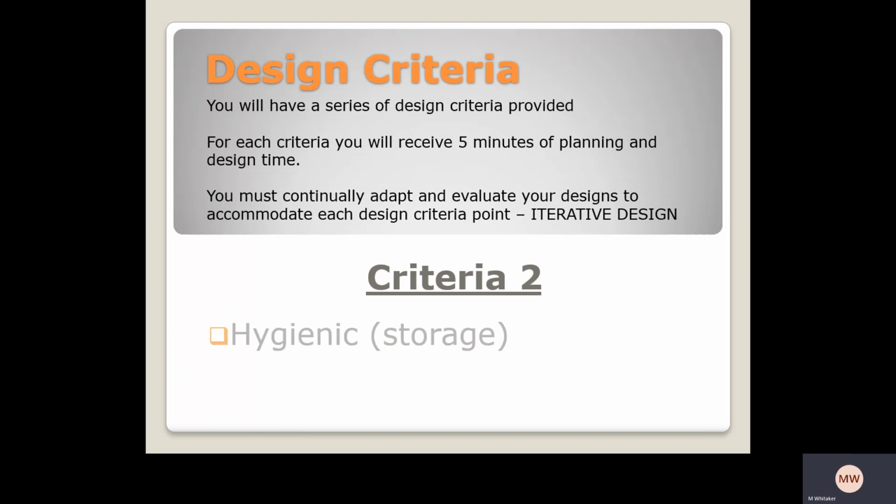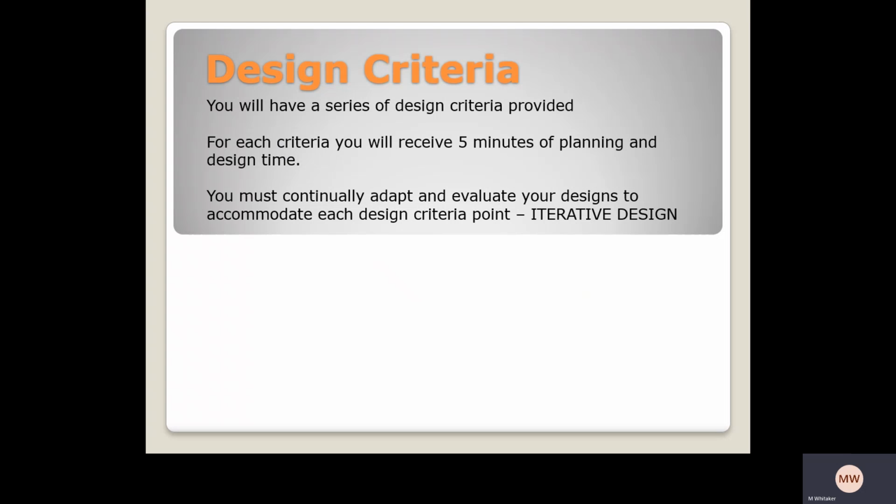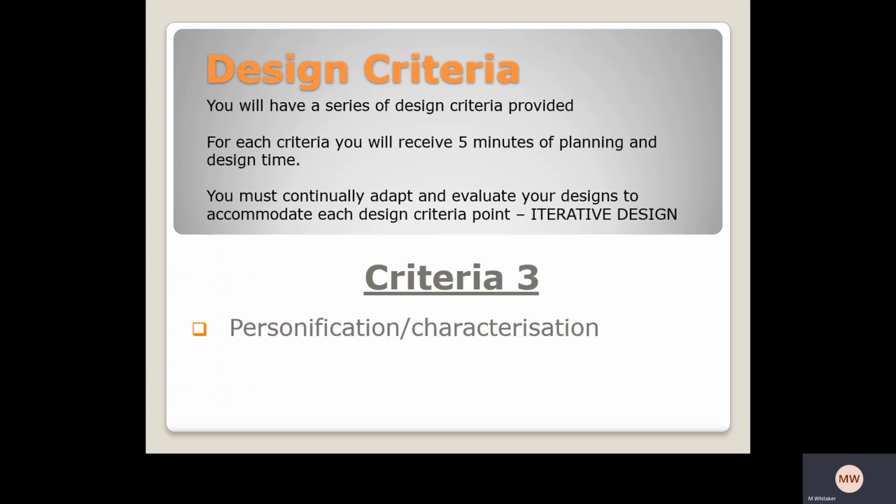Okay, so that's your time up for criteria 2, which means that we can now move on to criteria 3. So let's remember that key term, iterative design. Each time you get a new criteria, you have to try and continue to include the previous criteria, but then you are adapting your design and adding the new requirements. Okay, so criteria 3 requires some kind of what we call personification or characterization.